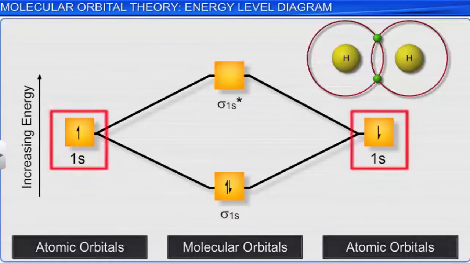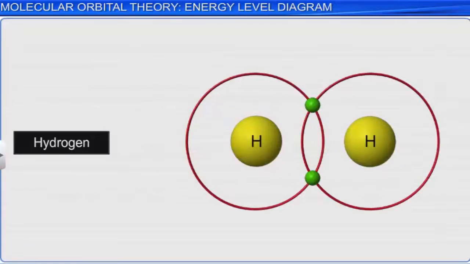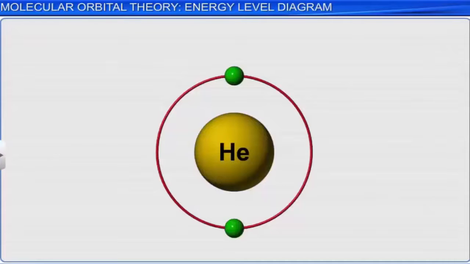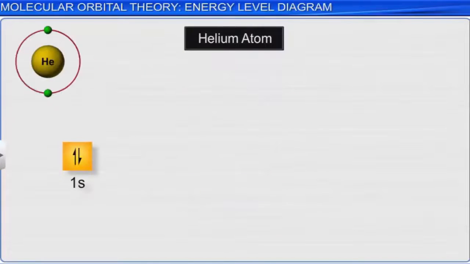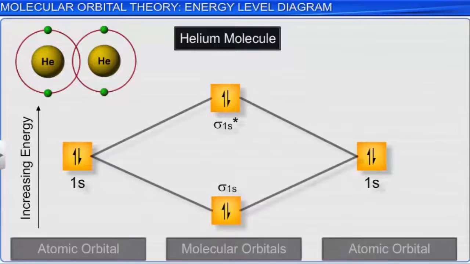Molecular orbitals not only help us determine the stability of molecules such as hydrogen, they also help us understand why certain molecules such as the helium diatomic molecule do not exist in nature. You see, a helium atom has two electrons in its 1s orbital. When two helium atoms come together to form a molecule, the 4 electrons would be distributed across both sigma bonding and sigma star anti-bonding molecular orbitals.